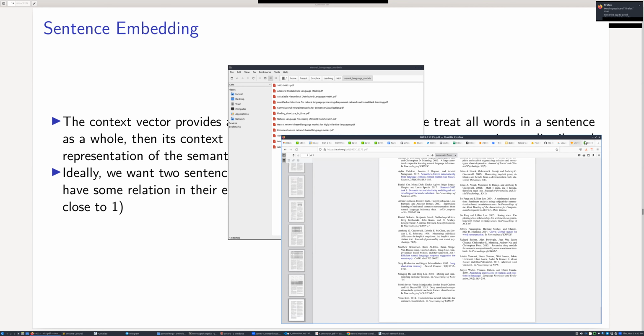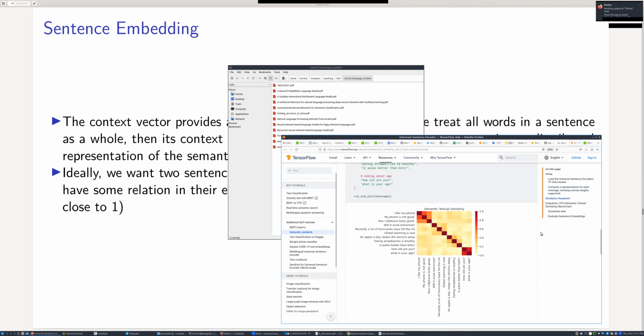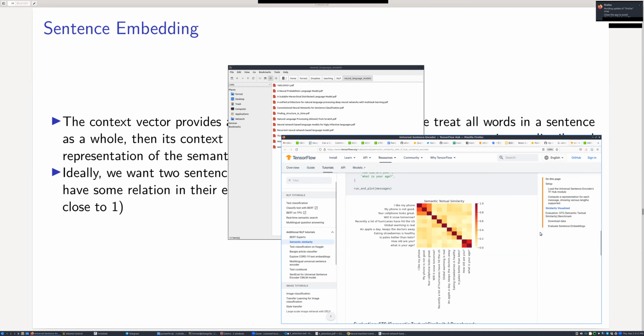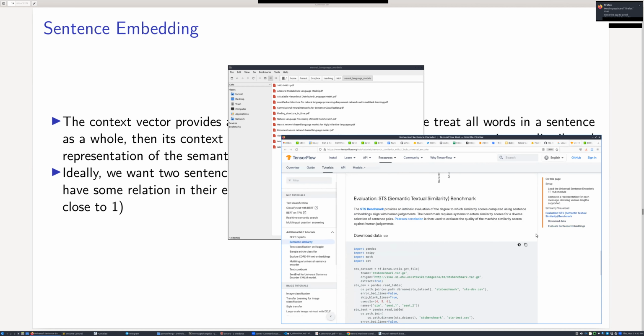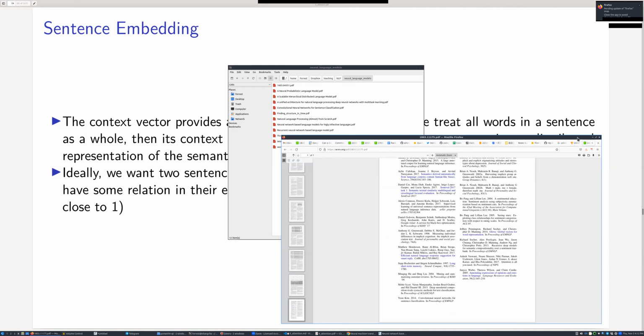Oh, maybe in the appendix? No, the picture is gone. Okay, I'm deeply sorry. The picture is gone. Okay, all right, the picture is gone.